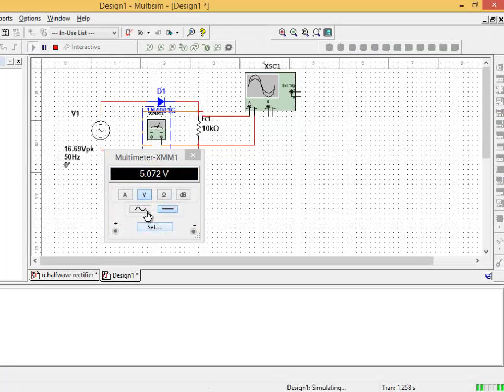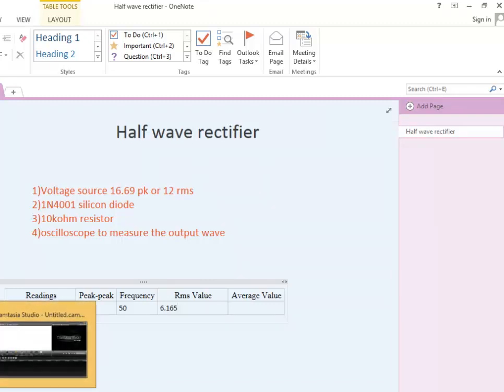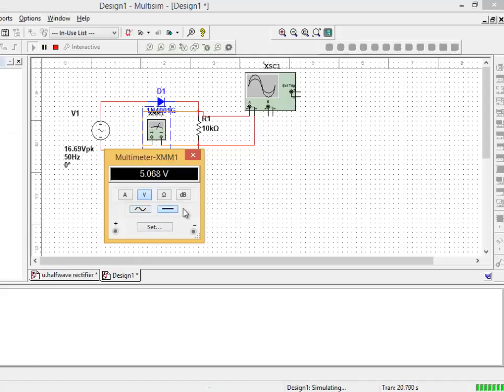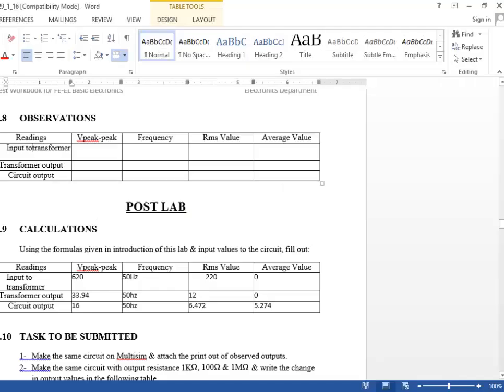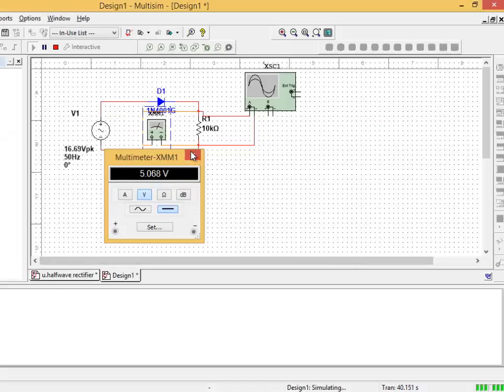Turning on the circuit for the RMS value, make sure that the wave you have selected is the sine wave. So we are getting a value of 6.165. We are going to write it in the column, and then comes the average value. The average value is the DC value, so make sure that the wave selected is a straight line, the DC line. So we are getting 5.067. We are going to insert these values in our table. So this was the practical, and I hope that you have understood it. Thank you.